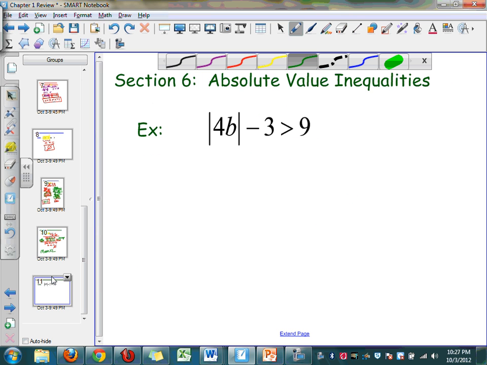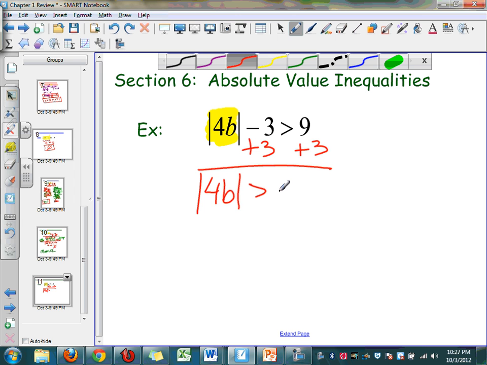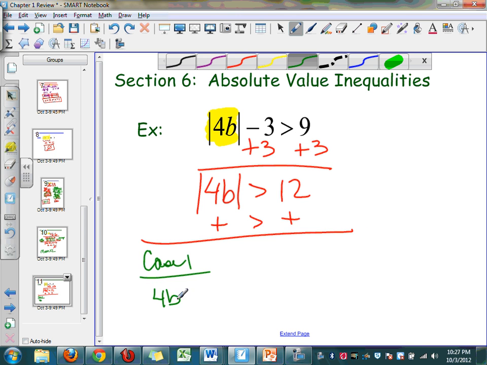Now, the last one I want to talk about is going to be the absolute value of 4b minus 3 is greater than 9. So how do I do something like this? I'm going to isolate my absolute value, so this is that right there. And I'm going to add 3 to both sides. As I do that, I'm going to get that the absolute value of 4b is greater than 12. So then, is this possible? Well, can a positive be greater than a positive? Sure can. So therefore, I'm going to do case 1, which is 4b is greater than 12. And then I'm going to do case 2, which is negative 4b is greater than 12.